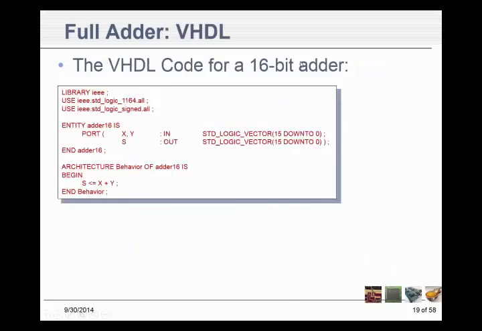Here's VHDL code for a 16-bit adder. Here we're using standard logic. Now this is real interesting, and you've got to be really careful with this. If you're working with some other stuff back there, pay attention to this part especially. 15 down to 0. Why didn't I just say 0 to 15? Well, in Xilinx, it's the way that you're going to use the bits.